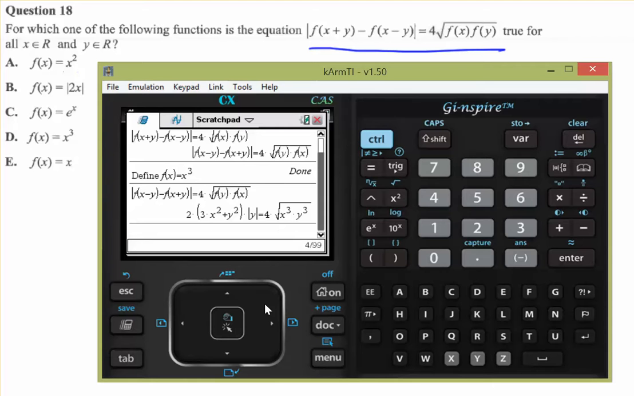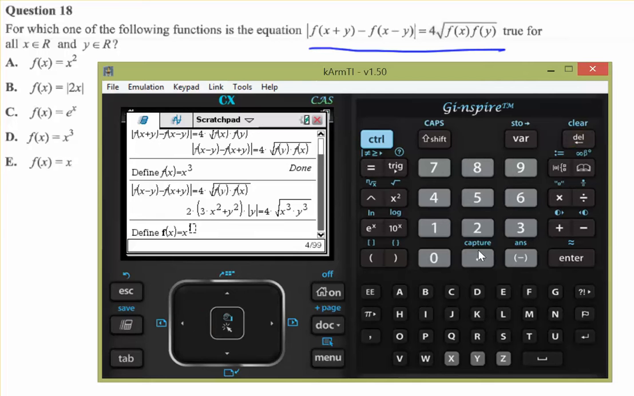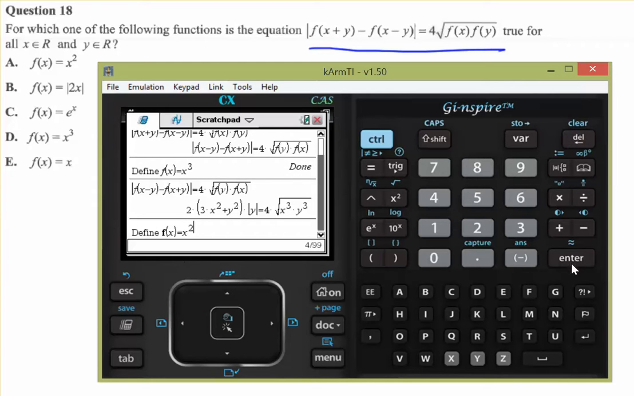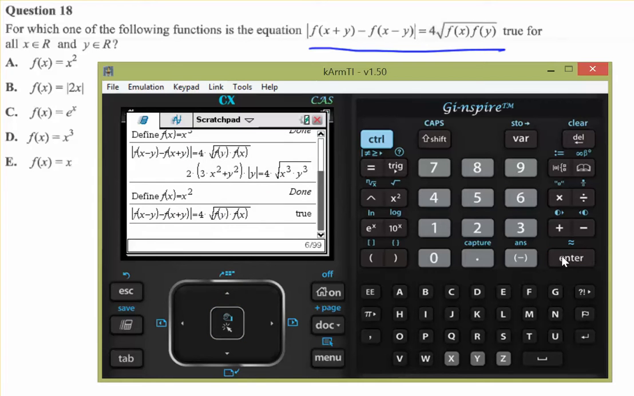Let's try x squared. We jump up here, we change our function definition, and it overwrites, so you don't need to clear f of x. So we've defined that. Grab our original expression up here. Bam, it's true. So we know that A must be the answer.